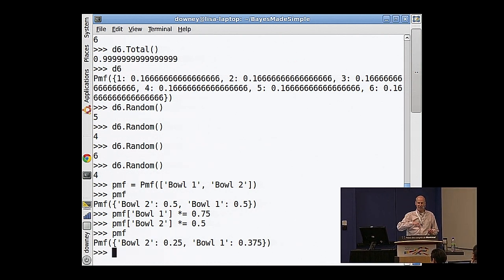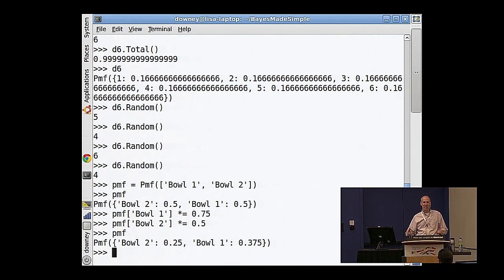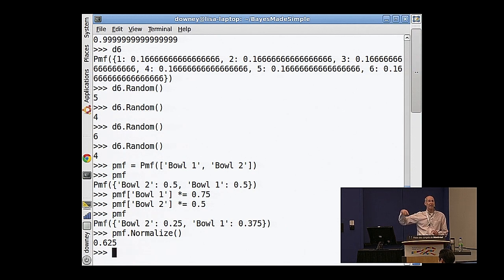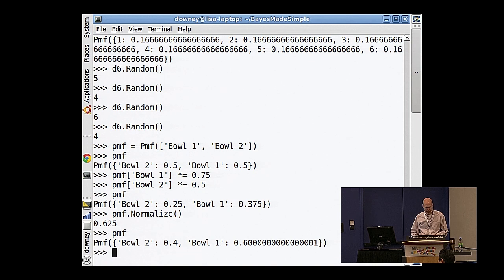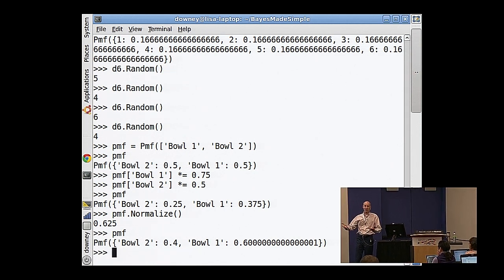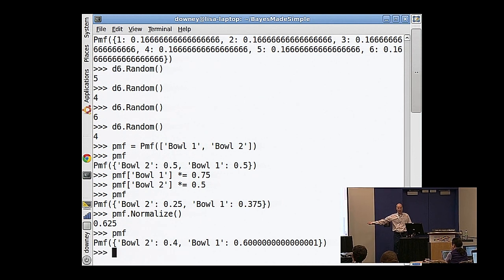When you normalize the PMF, you're dividing through by P(D), the total probability of the data. And what it prints is the normalization constant, which is the total probability of the data, my 0.625. And now, if I display it, I have probability of bowl 2 is 0.4, probability of bowl 1 is very, very close to 0.6, which is what we got before, which is good because we were hoping this would come out the same as before.